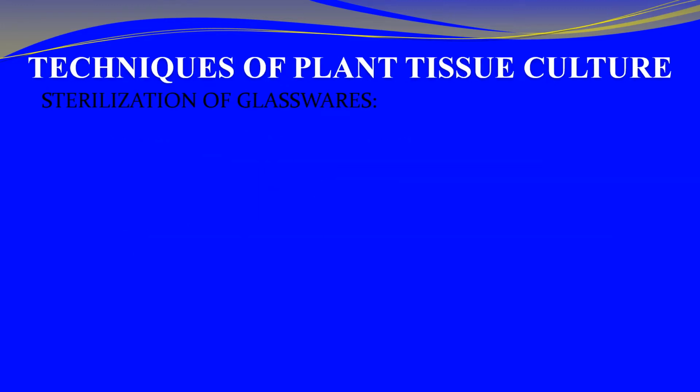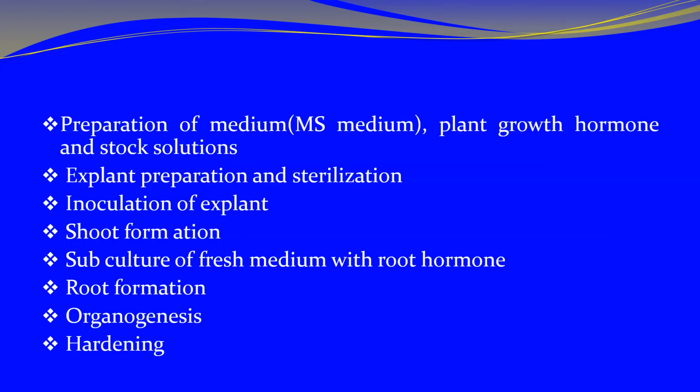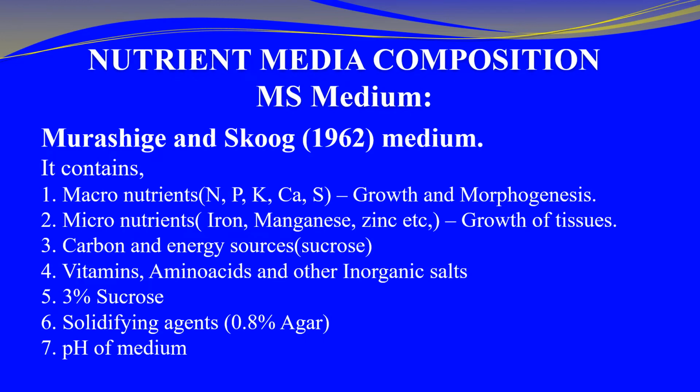Techniques of plant tissue culture. First is the cleaning of glassware, preparation of medium, explant preparation, inoculation, shoot formation, root formation, and organogenesis. The first one is nutrient media preparation. There are many nutrient media for tissue culture.